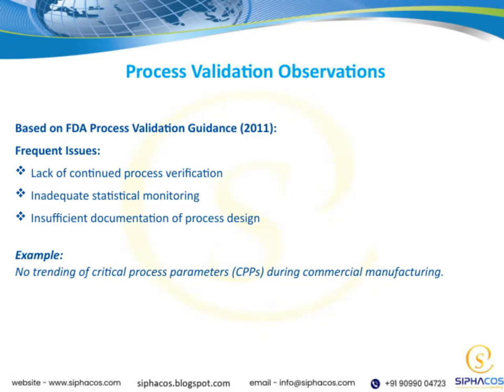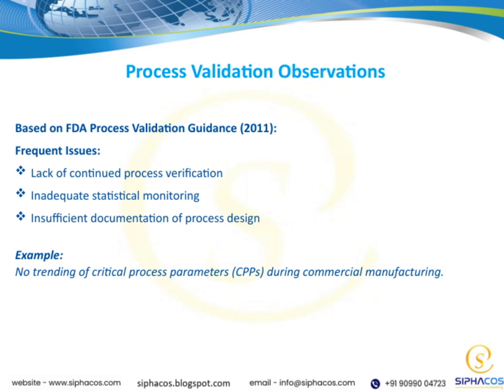Let's take a closer look at some common observations in process validation, based on the FDA Process Validation Guidance from 2011. One of the most frequent issues we see is a lack of continued process verification. This means that after the initial validation, some organizations do not consistently monitor or verify that the process remains in control over time. Another key point is inadequate statistical monitoring. Without proper statistical tools, it becomes challenging to detect trends or variations that could impact product quality. This can lead to missing early signs of process drift or failure.